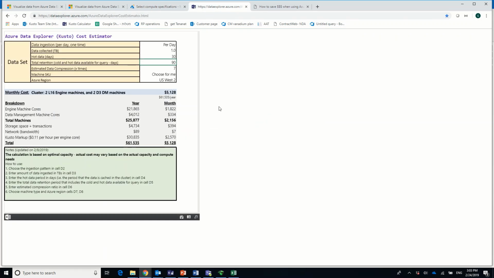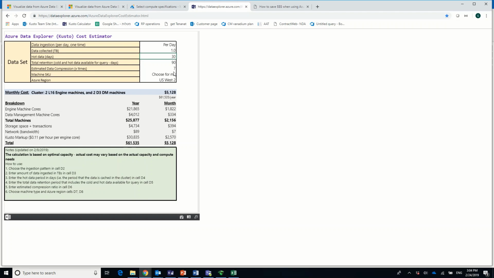Moving to the calculator, you see that you need to introduce a few parameters into the calculator in order for it to propose the cost optimized SKU for your scenario, and in order for it to provide you with an estimate of the monthly and yearly cost of the cluster. So first, we need to select the data collected size, which means how much data we're ingesting into the cluster on a daily basis. In this case, I've selected 1 terabyte of data per day.